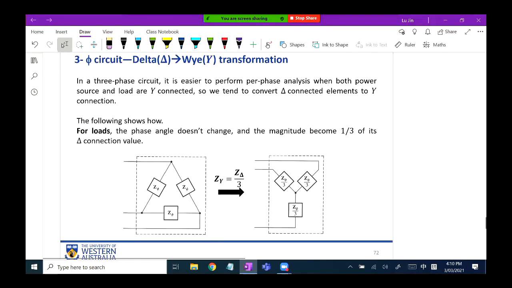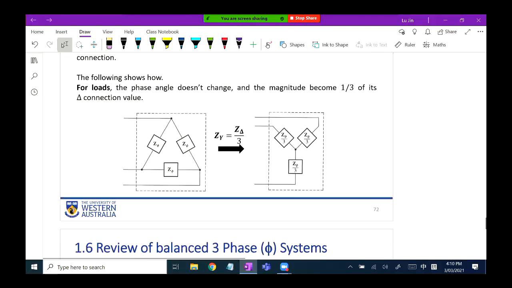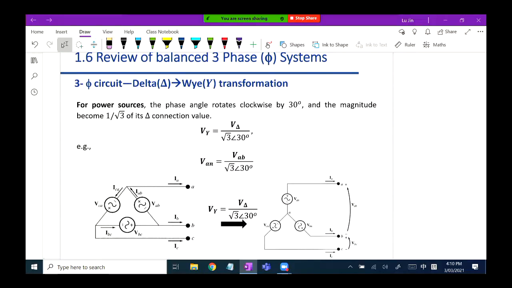Our discussion will be divided into two parts. The first part is how to convert delta connected voltage sources to the equivalent Y connected pattern. The other part is how to connect the load to the Y pattern. I think the easiest one is the next slide, so I'd like to start from there.